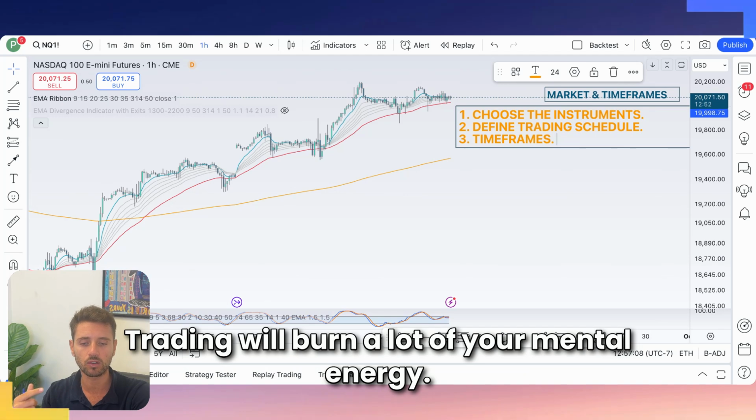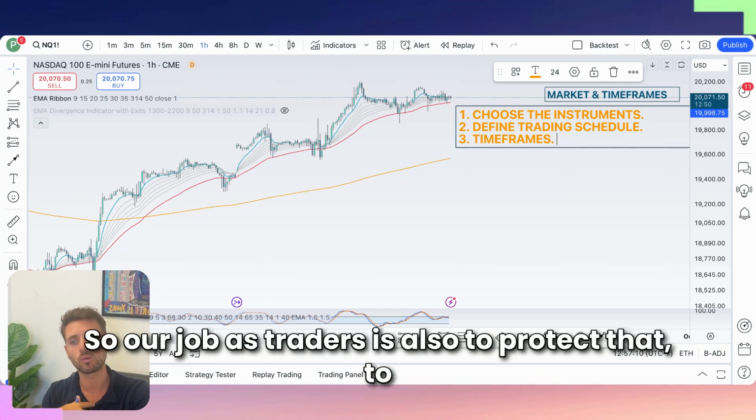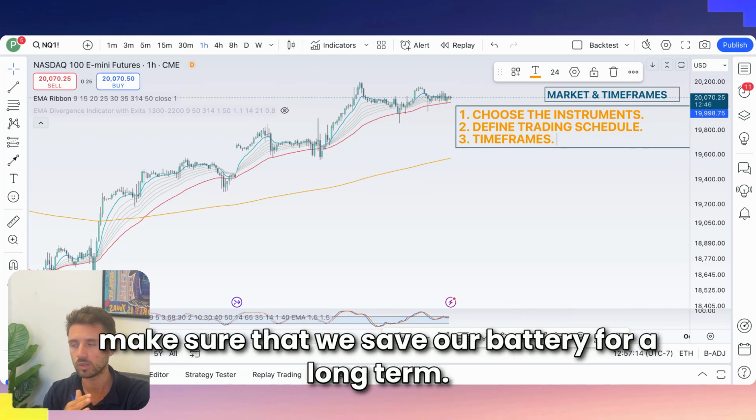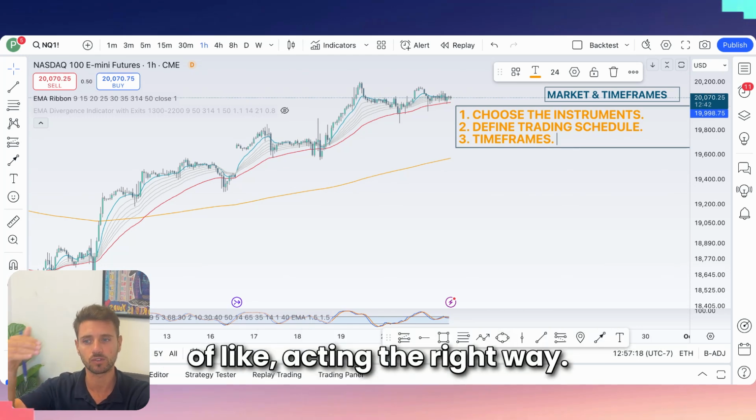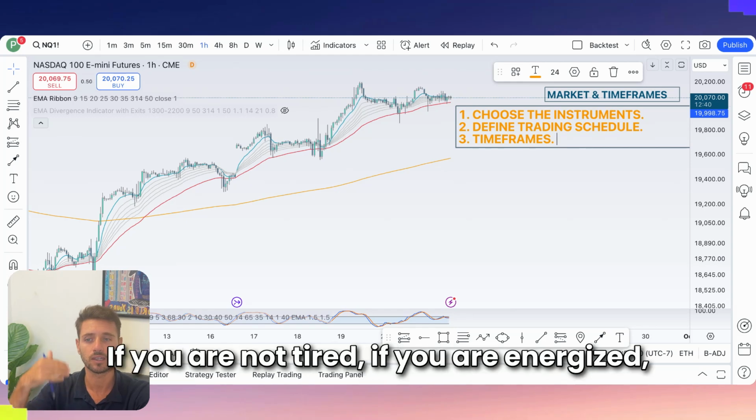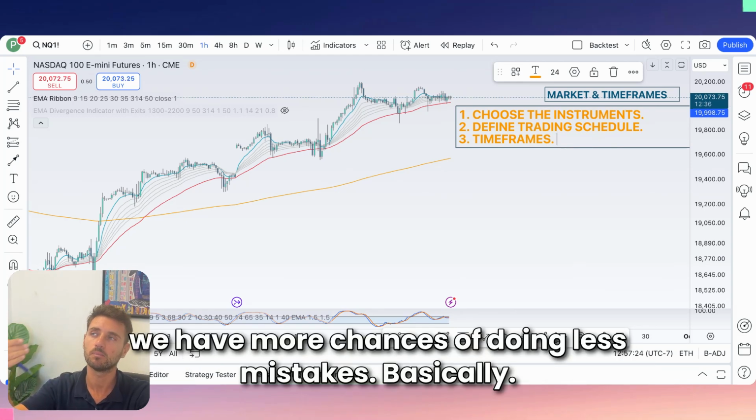Trading will burn a lot of your mental energy. So our job as traders is also to protect that, to make sure that we save our battery for the long term. This way we have more chances of acting the right way. If you are not tired, if you are energized, you'll have more chances of making fewer mistakes, basically.